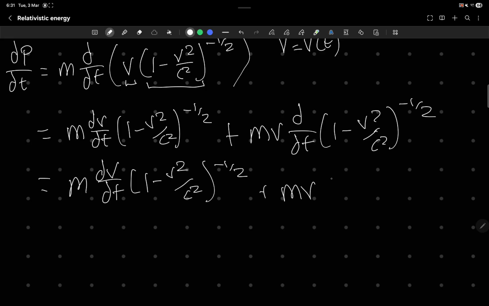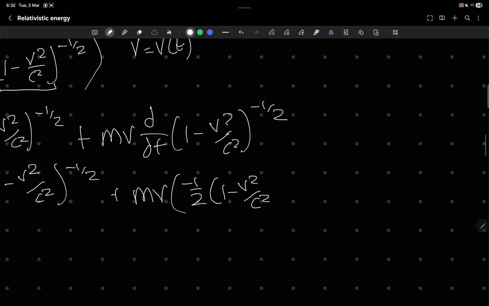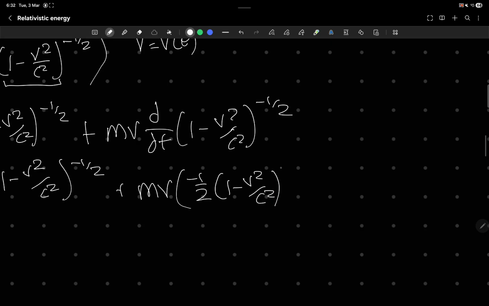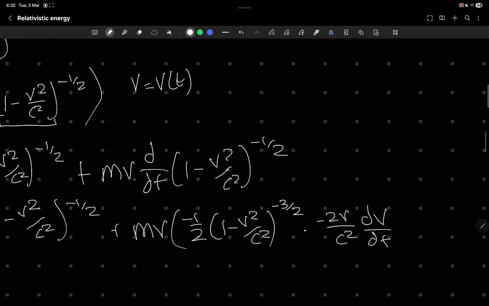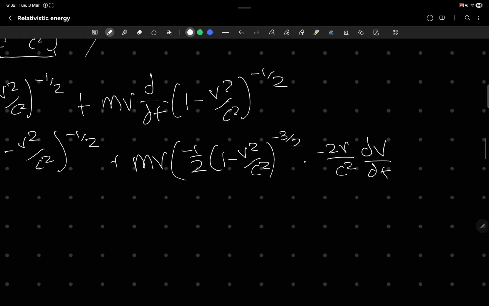plus mv, and then differentiating this with respect to time. First, we're going to differentiate normally, so we're going to bring the minus half down, and then 1 minus v squared upon c squared, and then take one off the power, so that's going to become minus 3 over 2, multiplied by the derivative of the inner function, which is going to be minus 2v on c squared dv by dt, because remember we have to take the derivative of velocity because velocity is a function of time.